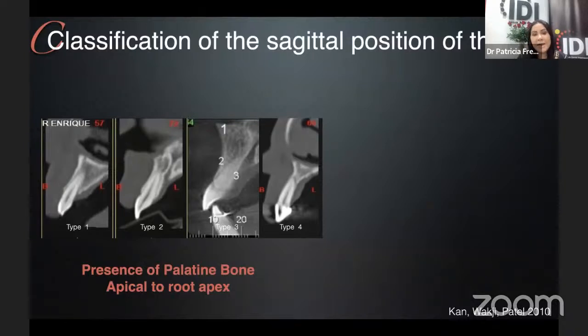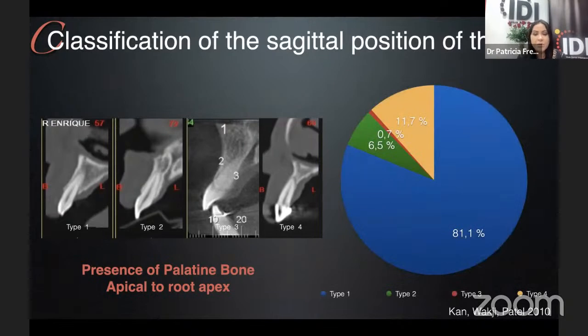And here, sometimes we have type 1, so we can place our immediate implant easily, but then we have more complexity when we go to type 2, type 3, and the least desired situation will be type 4. But fortunately, we will have the type 1 situation in 81% of the cases, right? And the least desired situation, that is type 4, we will find in 11%. That is not little. So we have to be aware of this situation. What if we have a type 4 situation? Will you place the implant or not?